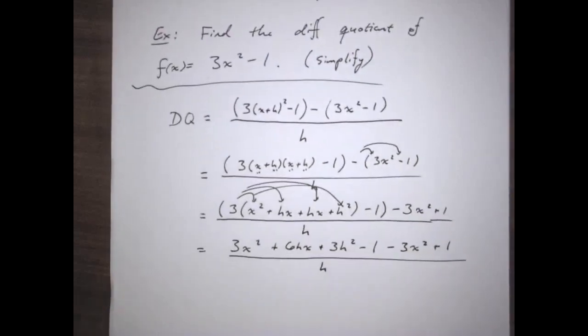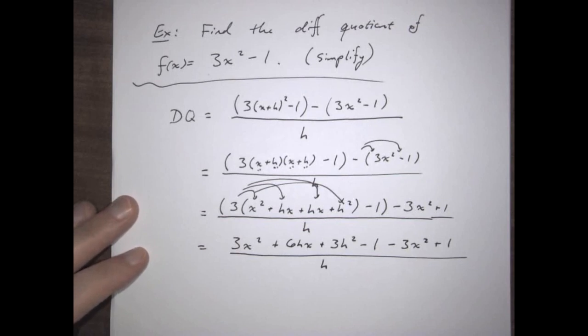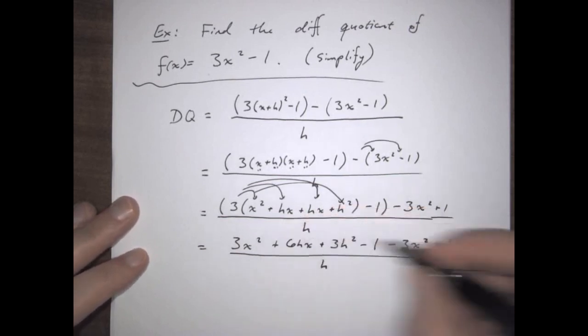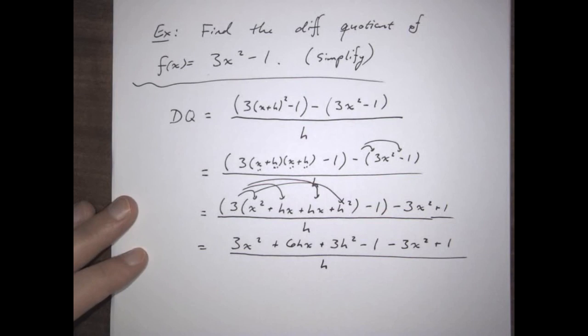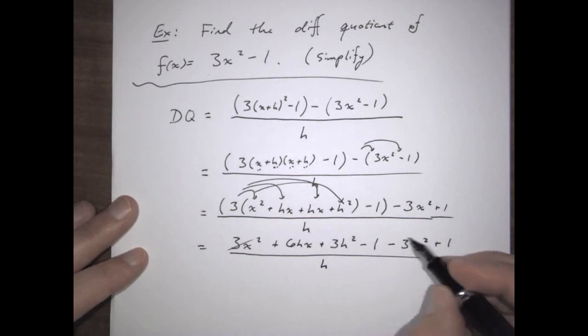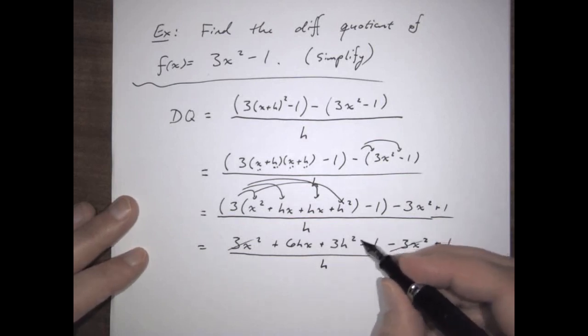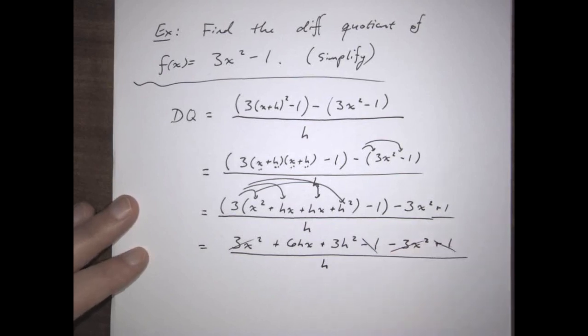Alright, now we continue working our way as gently as we can from the inside out, just doing very small little baby steps, combining like terms, canceling things, until we can eventually, hopefully, end up with something simpler. So now we take a look at the entire top, and we look for any like terms that can be combined. And right here, the 3x squared and the negative 3x squared are not only like terms, they cancel each other. And the same thing is true about the negative 1 and the positive 1.